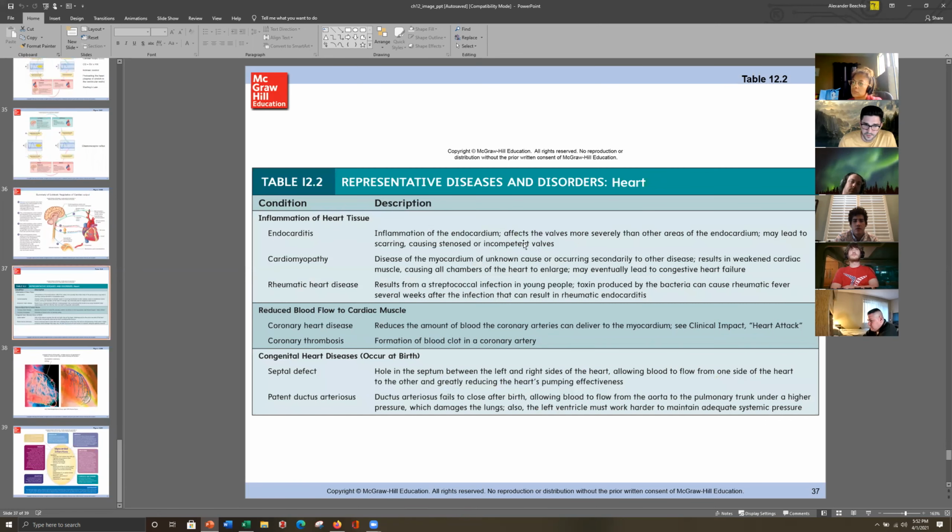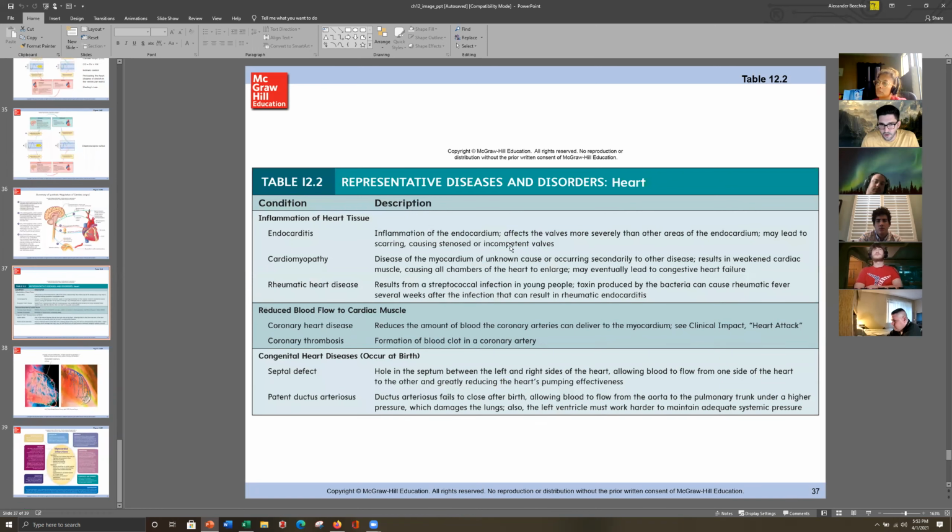All right, so some representative diseases of the heart, things like endocarditis, inflammation of the endocardium, affects valves more severely than other areas of the endocardium and can lead to scarring and cause stenosed or incompetent valves. Usually that can lead to things like leaky valves, like I mentioned. Cardiomyopathy, disease of the myocardium of unknown cause or occurring secondarily to other diseases, results in weakened cardiac muscle, causing all chambers of the heart to enlarge and may eventually lead to congestive heart failure.